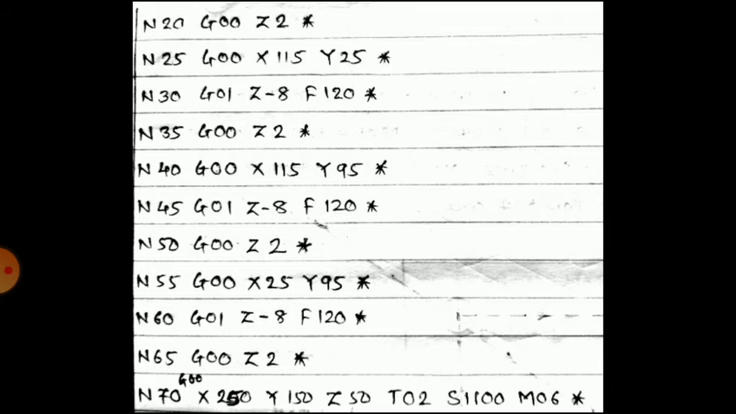Now go to the tool change position. Change the tool. Put the T02 tool, that is the diameter 16 HSS drill, and then perform all the operations again. So N70 G00 X250 Y150 Z50 T02, that is the second tool. Then for the second tool, the spindle speed is 1100. That is mentioned in this block, S1100. M06, that is for the tool change. So there is a changing of the tool.